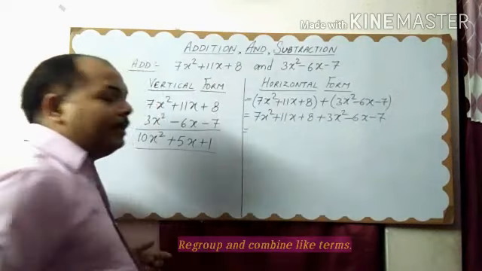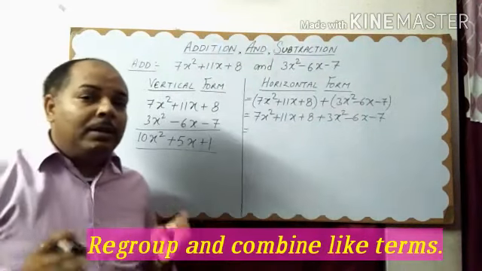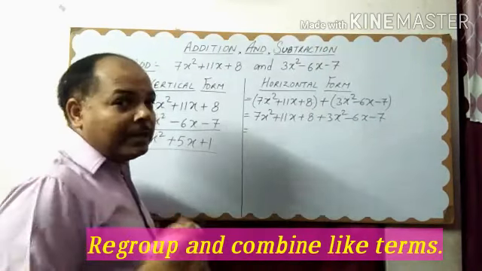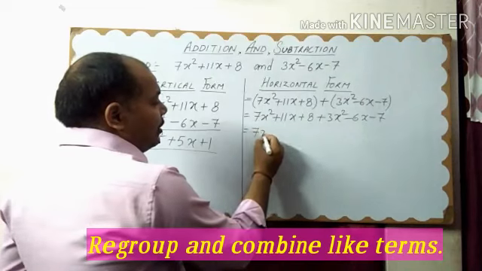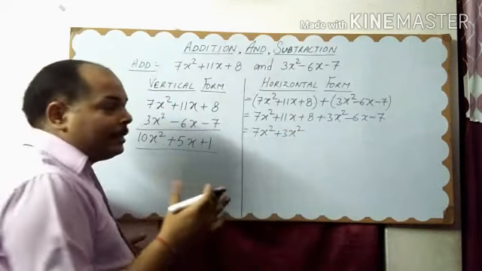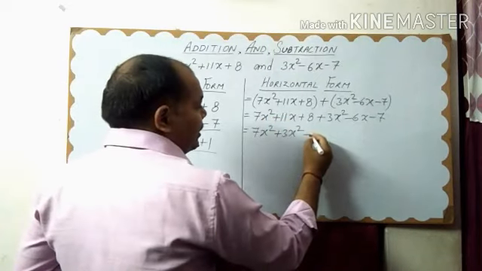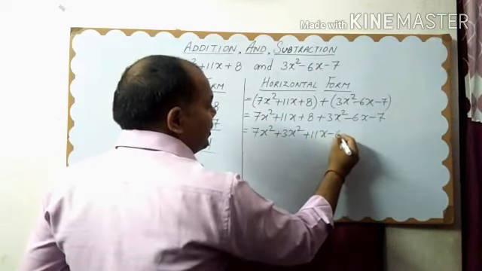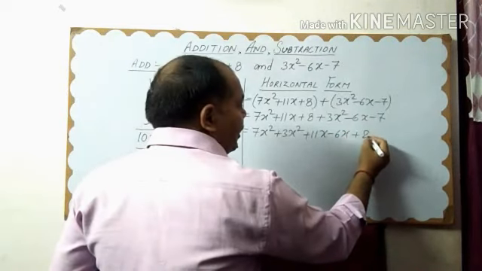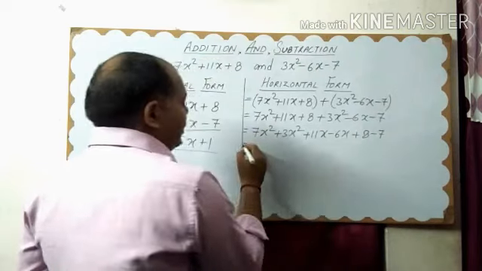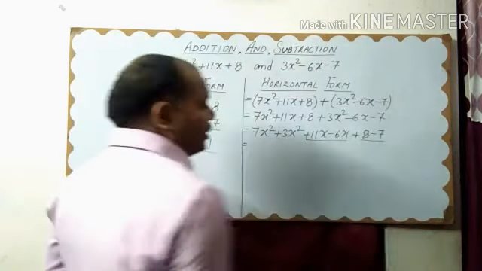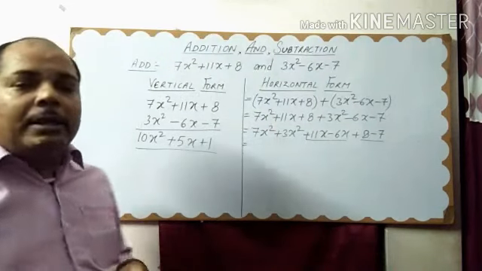Now we will identify the like terms and write the like terms together. Clear? Say here 7x square and 3x square are the like terms, so we will write 7x square plus 3x square. And 11x minus 6x, both are like terms. And plus 8 and minus 7 are like terms. So see, these two are like terms, these two are like terms, and these two are like terms. So solve these like terms only.